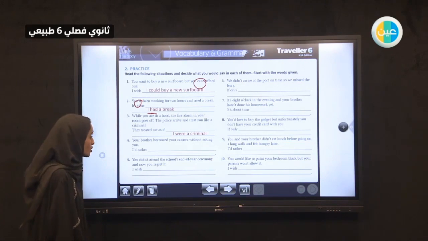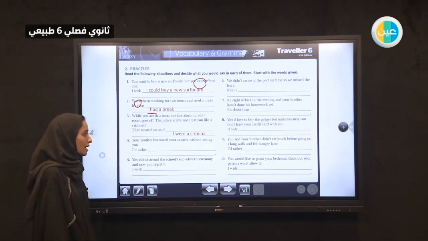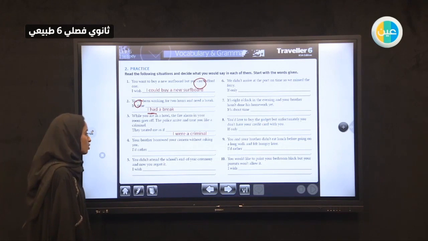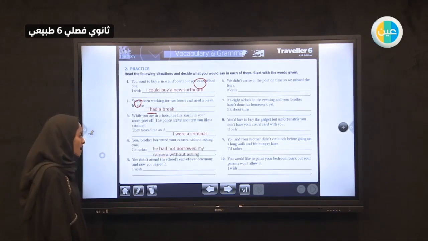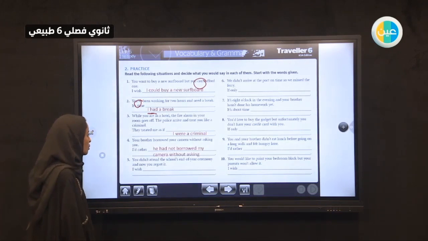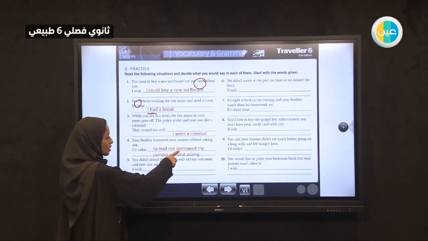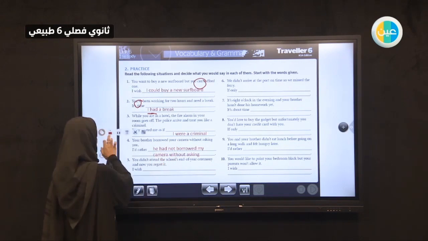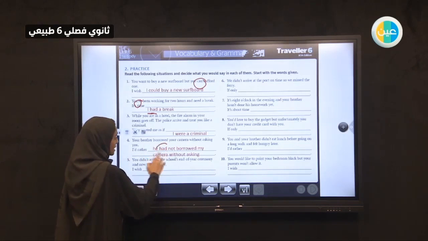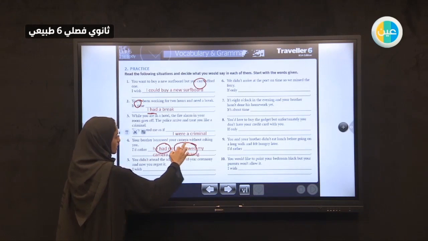Your brother borrowed your camera, past, without taking your permission. I'd rather he hadn't borrowed my camera. So here, borrowed past, and here we have past perfect. Past perfect consists of had plus verb number 3 instead of borrowed.